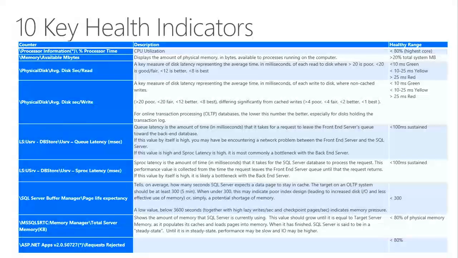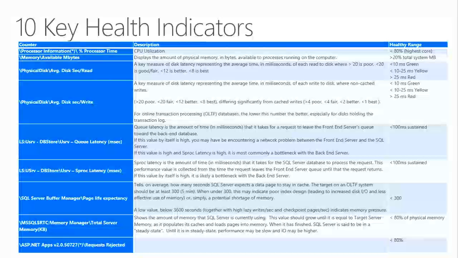Looking at memory and available megabytes, that's another one. It should be greater than 20% of the total system. Other areas you want to look at, and I'll talk in more detail, are the DB store queue latency in milliseconds, which is on the front end, and the SPROC latency. If it was high, you could have network performance problems between your front end and your back end, so be conscious of that one.